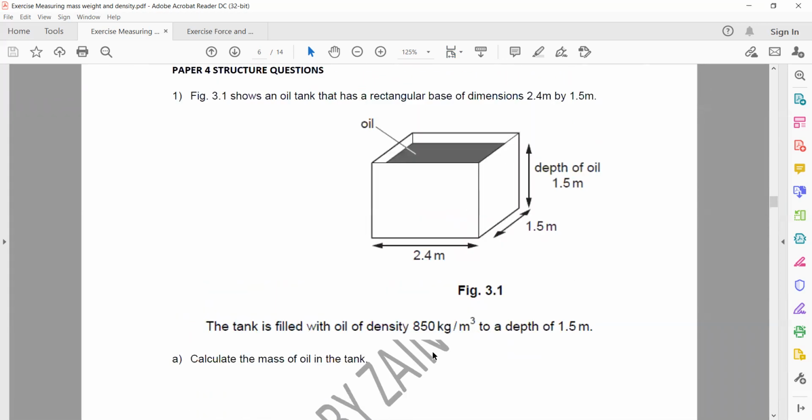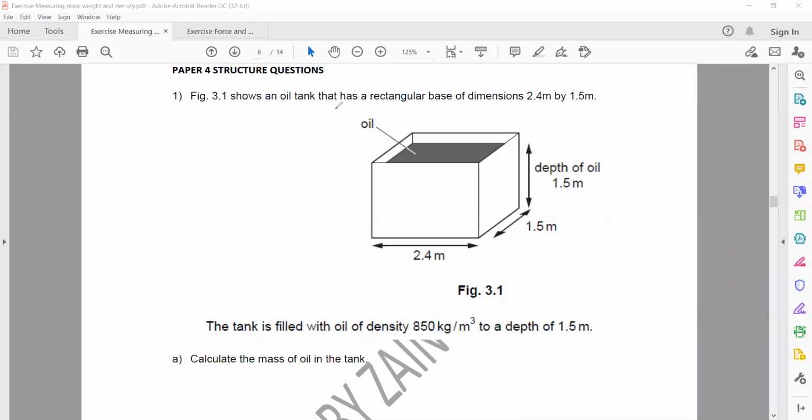The tank is filled with oil which has a density of 850 kilogram per meter cube at a depth of 1.5. So when the depth is 1.5 and the density of the oil is 850, we have to calculate the mass of the oil. So how can we calculate the mass of the oil?